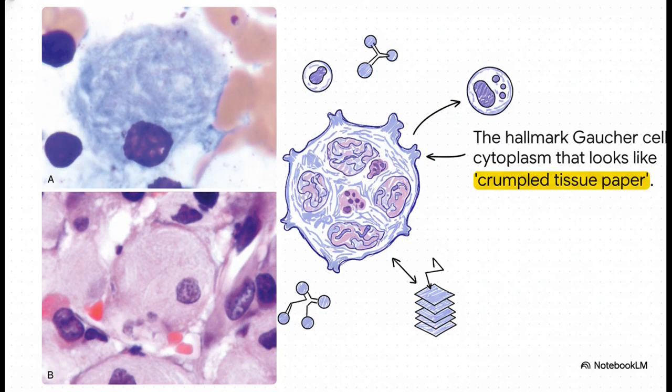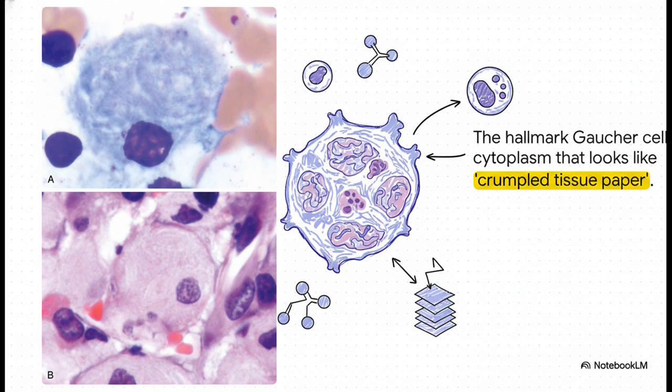And this, my friends, is another picture you have to burn into your memory. This is the famous Gaucher cell. It's a massive macrophage, sometimes growing up to 100 micrometers. It's huge, and it's just packed with these lipids. And look at its classic appearance. It's beautiful in a pathological way.